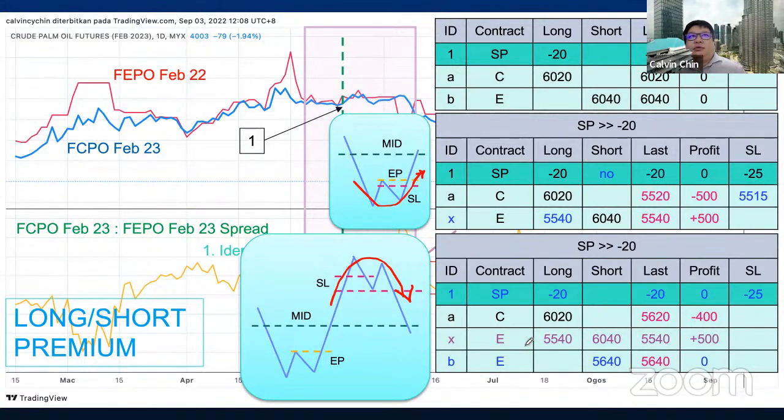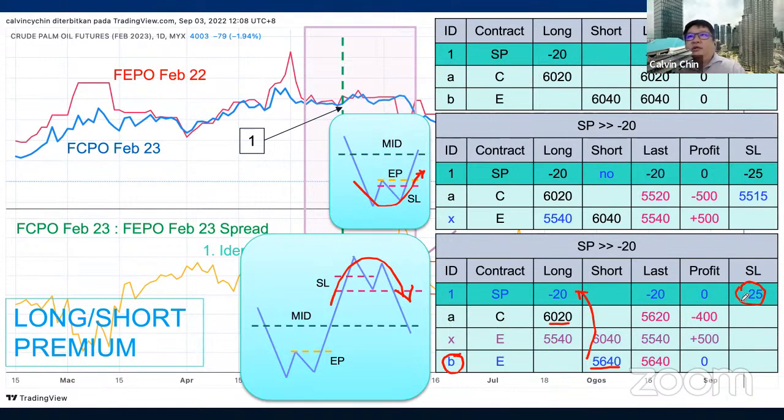The step to reconstruct the spread is you sell back the second leg, then you will get the spread. You get the spread now. This is one example, but it depends on which price you have taken profit, then you have to adjust accordingly. But this is an example.